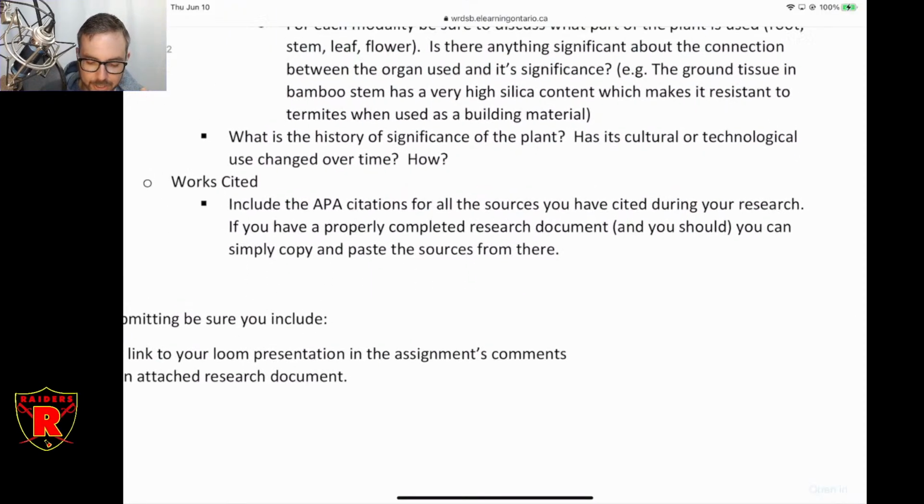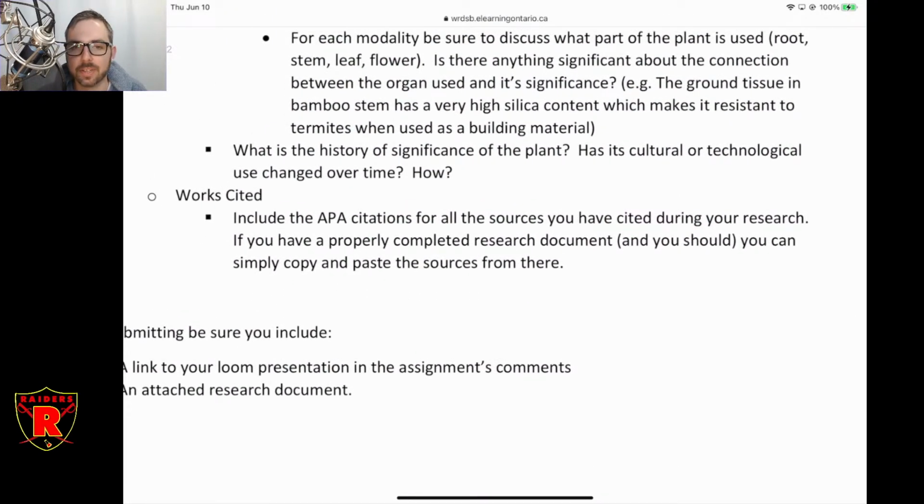And the last component of that is how has the significance of the plant maybe changed over time? Is it significant now culturally? Has it lost all of its cultural significance but was very culturally significant in the Middle Ages? How has its use and its technological incorporation changed over time? So you're going to discuss basically a timeline of when and how it was used. And then you need a works cited at the end.